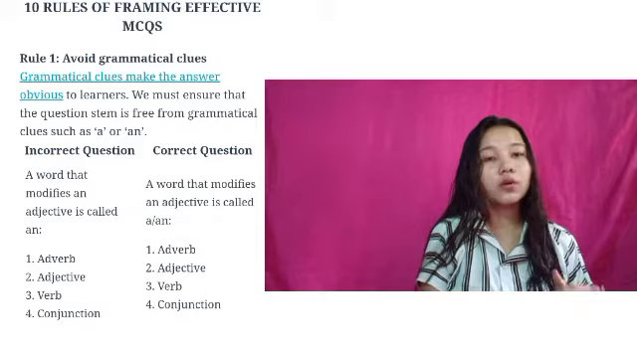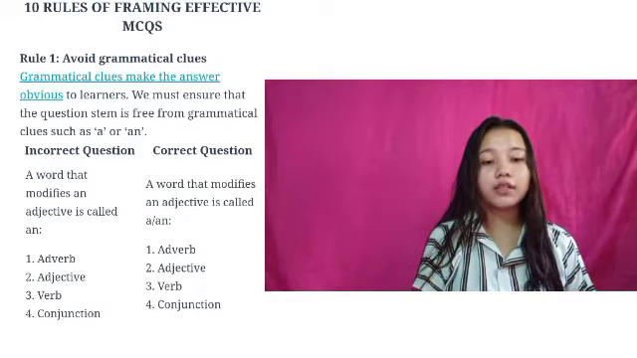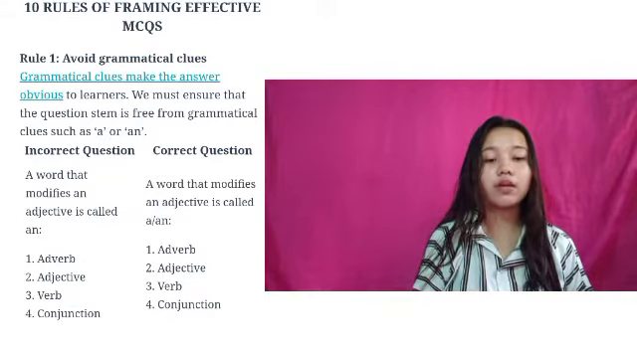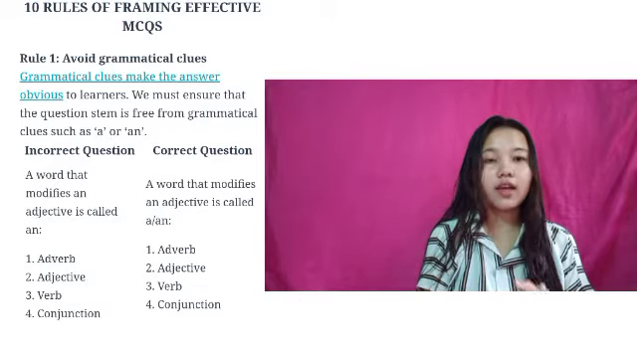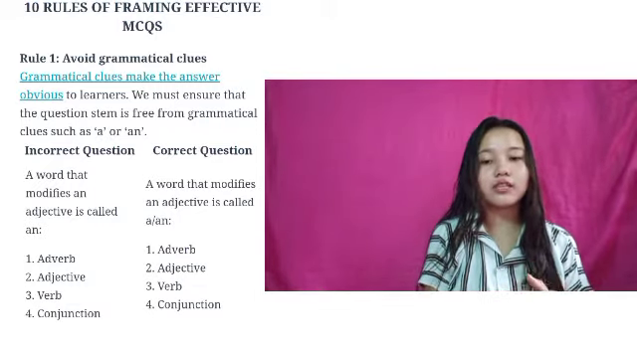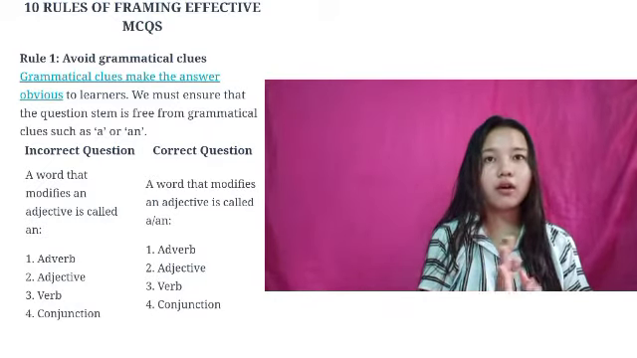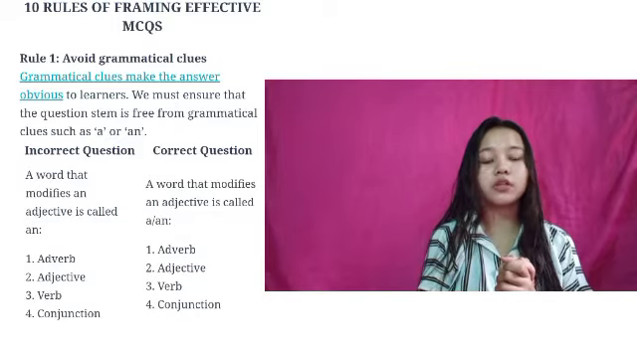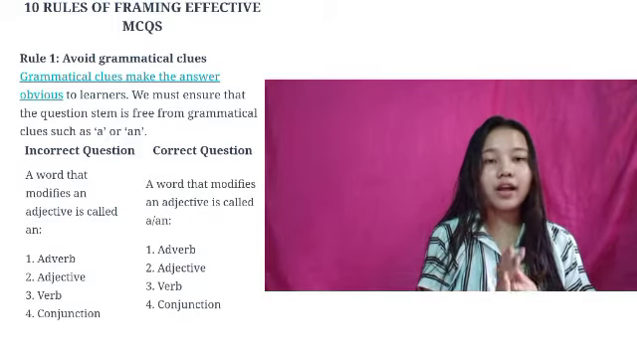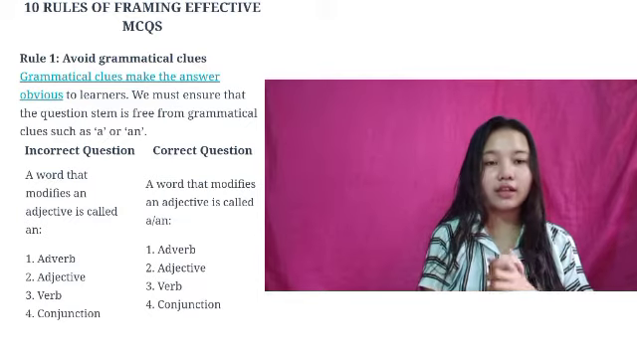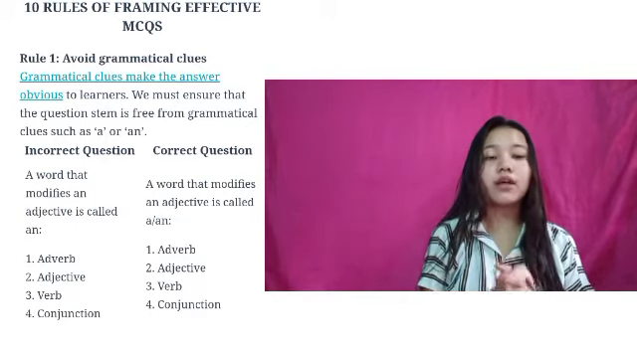So, the correct question is: a word that modifies an adjective is called a/an. 1, adverb. 2, adjective, verb, and conjunction. So, the difference is that the incorrect question doesn't have a/an, it only has an. So we notice that it should be a or an. The stem of a multiple choice should have a or an, so it is free to use a and an with adverb, adjective, verb, and conjunction.